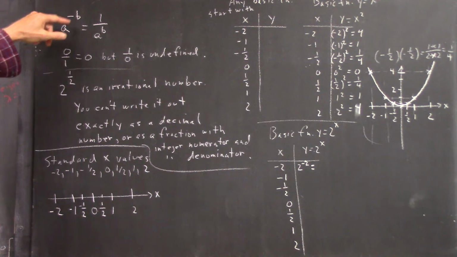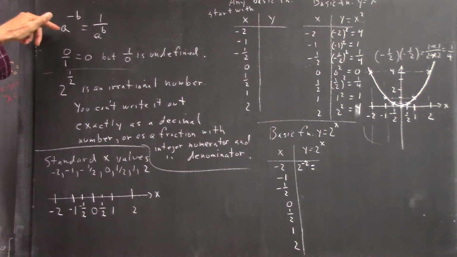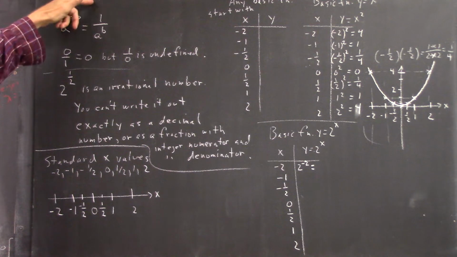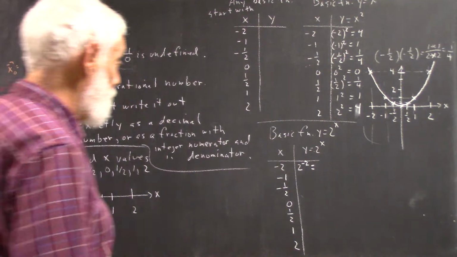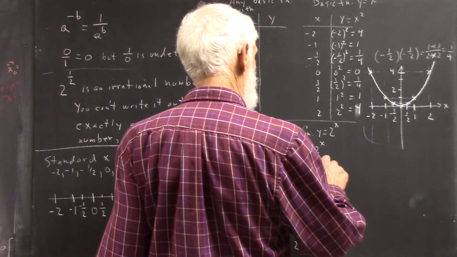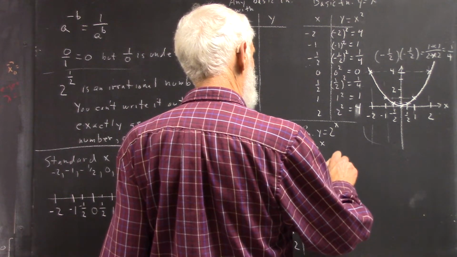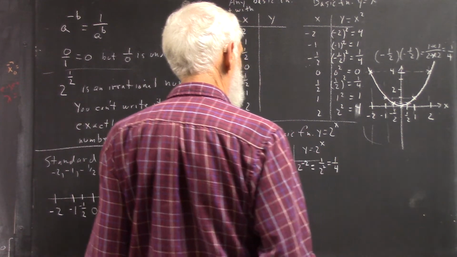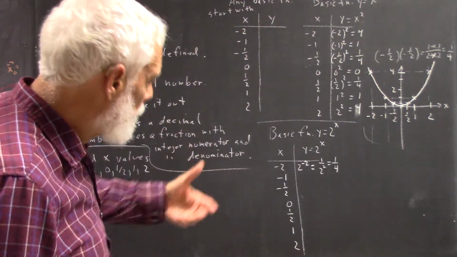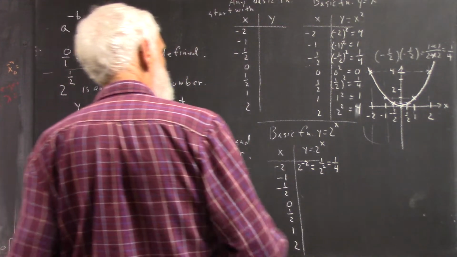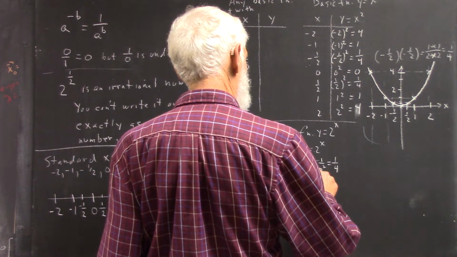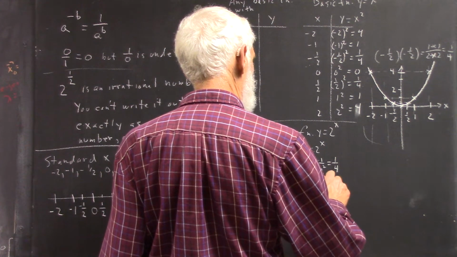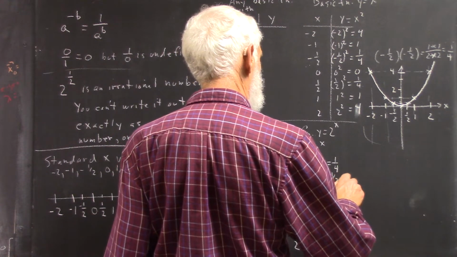If a is 2 and b is -2, then you have 2 to the -2, which is 1 over a to the b, which would be 1 over 2 to the second power. So that's 1 over 2 to the second power, which is 1/4. When x equals -1, you would get 2 to the -1, which is 1 over 2 to the 1, which is 1/2.